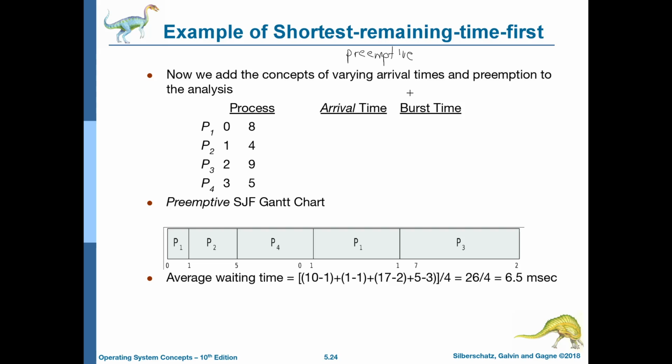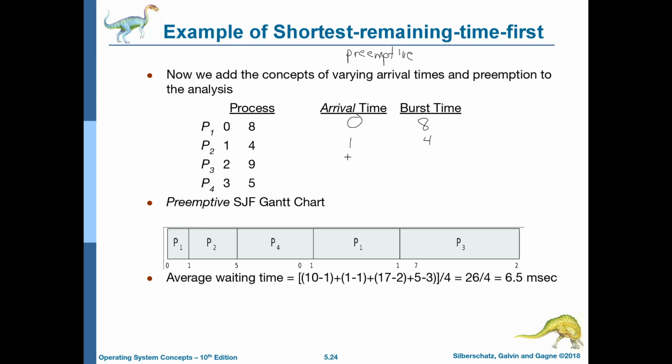The preemptive scheduler actually has a new value added to it. Now they're all packed in here because the slides aren't right, but let me go ahead and draw those times in here. The arrival time for process 1 is at 0, but the arrival time for process 2 is at time clock 1, and it has a burst time of 4.